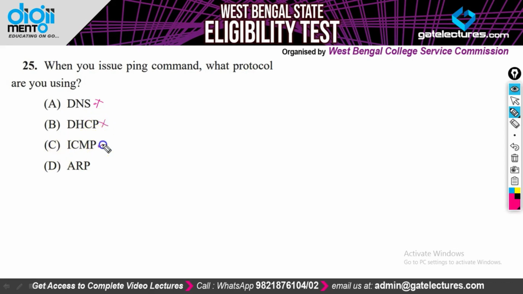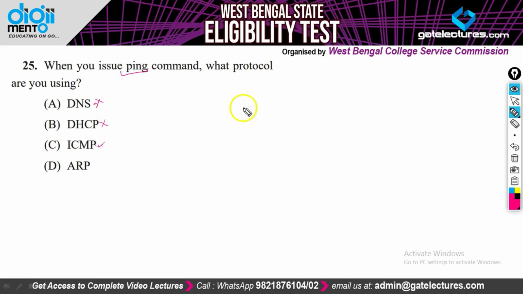Now the third one is ICMP, Internet Control Message Protocol. Now ping is a command prompt command. It is used to check the ability of the source PC to reach the destination. What it does is it uses ICMP to create the echo request and we wait for the response. So yes, ICMP is the right option.